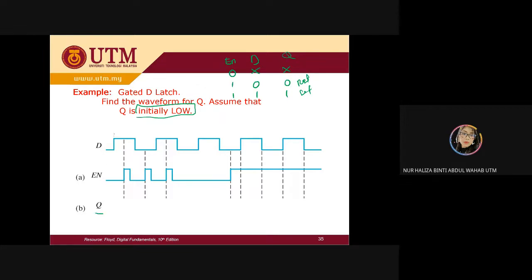Before that, please make sure you draw every single dotted line.